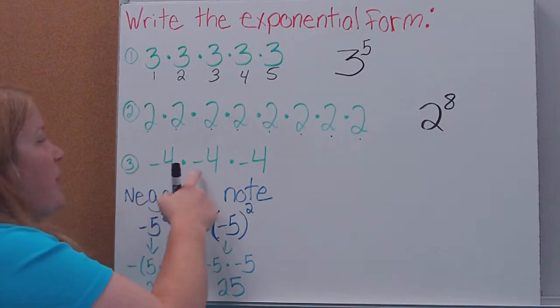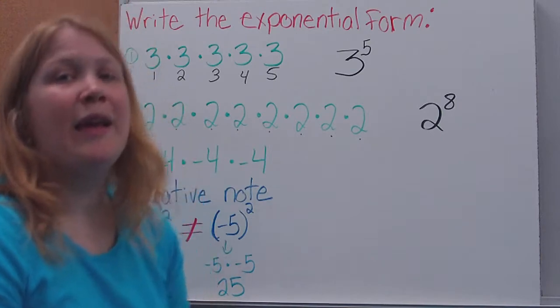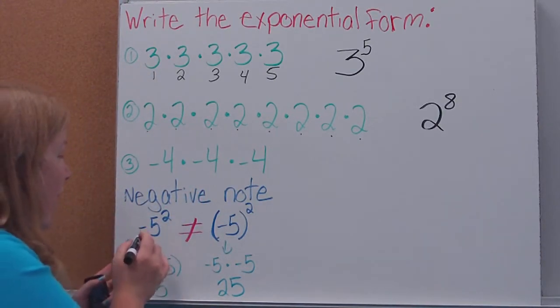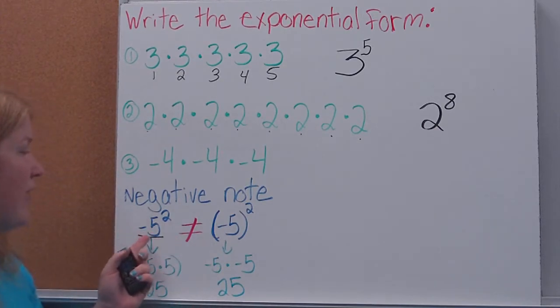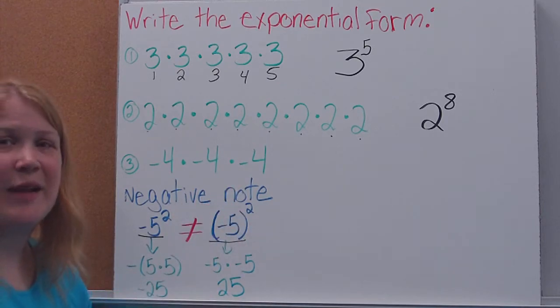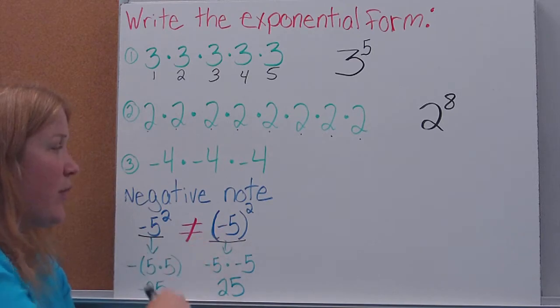All right, here you'll notice I have -4s. Now down here I gave you a little side note, because we don't want to get confused with the negatives. The way we write it is important. Here I have -5 squared. Here I have the -5 in parentheses, and I'm saying square it. These mean two different things, so don't get confused with this.